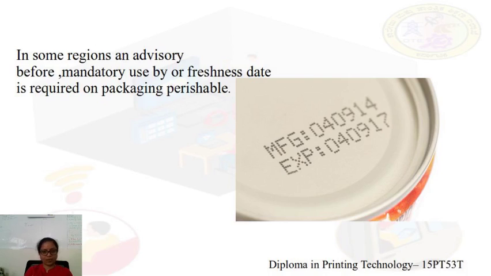That is important, that the date of manufacturing and date of expiry to be mentioned on every package is mandatory. And it is also very important to mention only for perishable goods or perishable products. Perishable products are the products that tend to deteriorate or spoil at a faster pace.